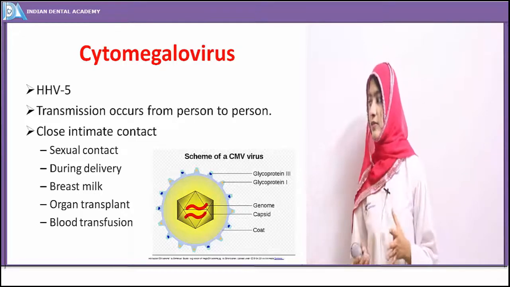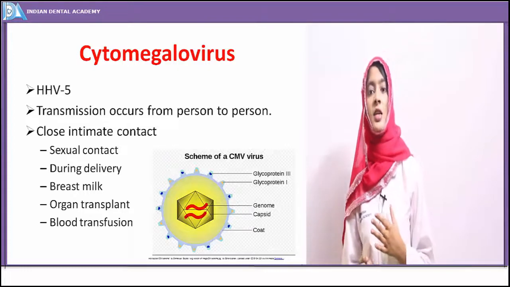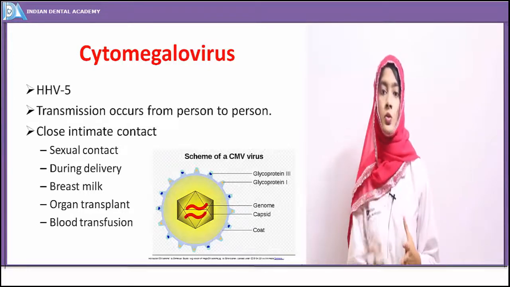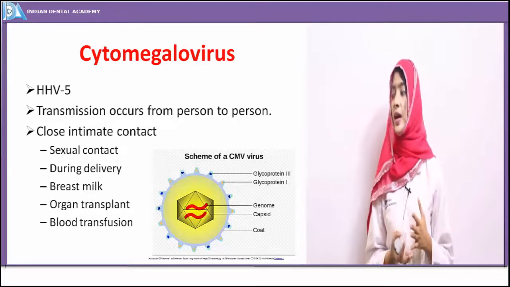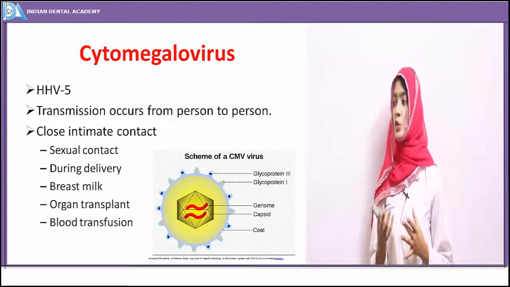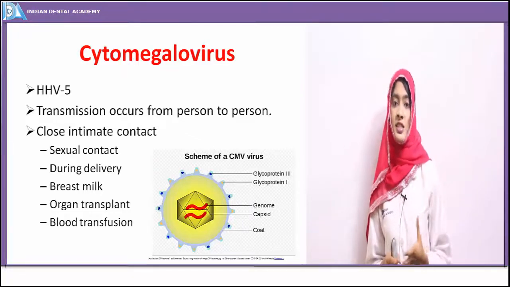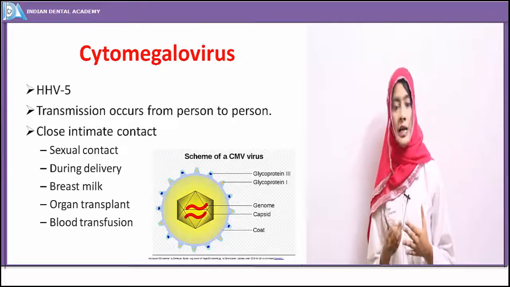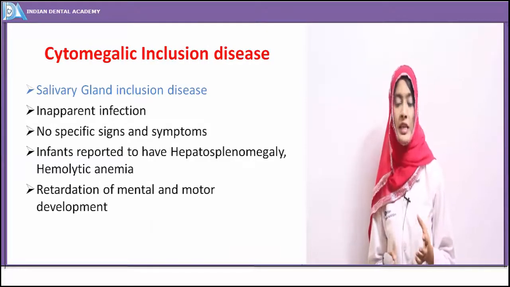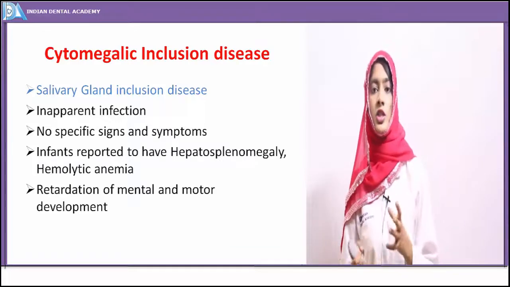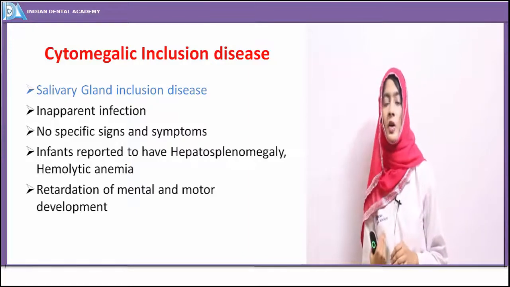The next common viral infection is because of the cytomegalovirus. The cytomegalovirus is also known as human herpes virus type 5, and transmission occurs from person to person either through sexual contact or during breastfeeding or transplacentally during delivery or during organ transplantation or blood transfusion. Cytomegalic inclusion disease is the most common presentation of the cytomegalovirus.